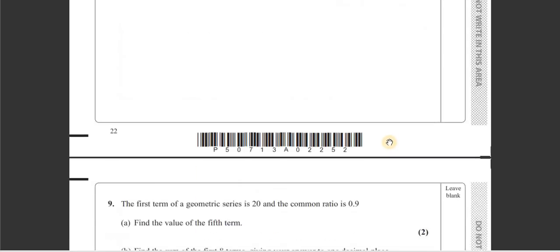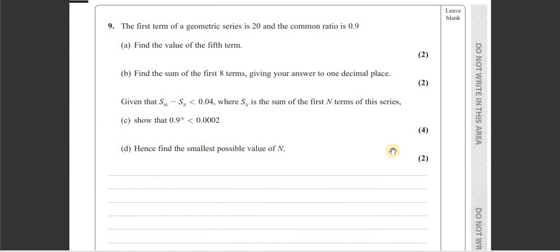Okay, let's see question number 9. The first term of the geometric series is 20 and the common ratio is 0.9. Find the value of the fifth term.